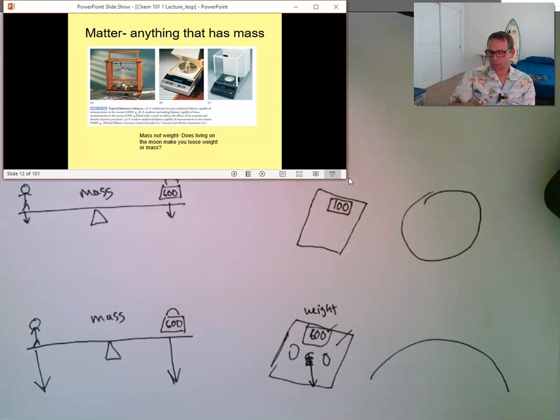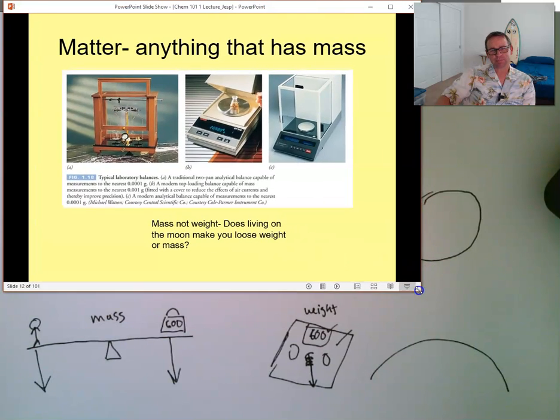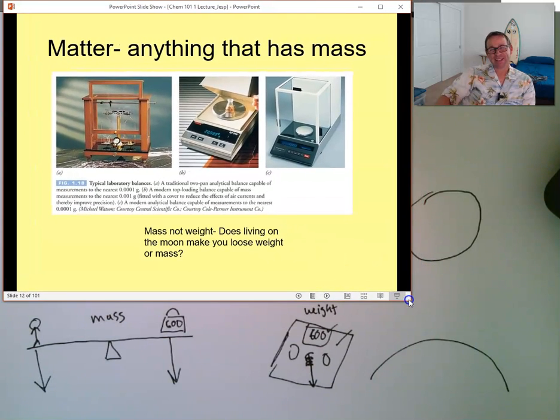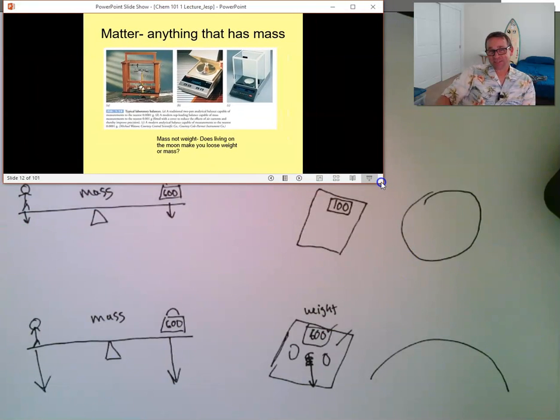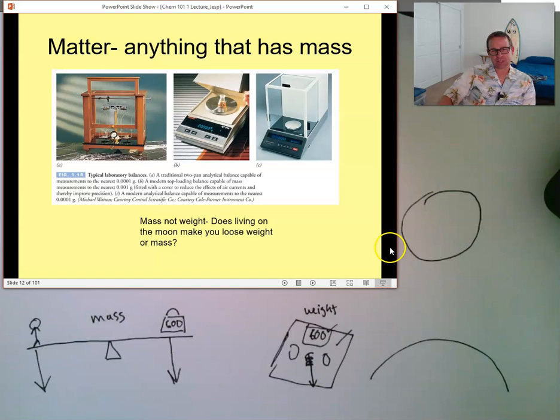Okay? So what do you think? Here's the question. It's kind of a joke question. But does living on the moon make you lose weight? Do you lose weight when you go to the moon? What do you think, Tom? You don't get skinnier, but you actually do have less weight, right? So when we say lose weight, we kind of think like diet and stuff like that. So that's why it's just a silly joke of a question.